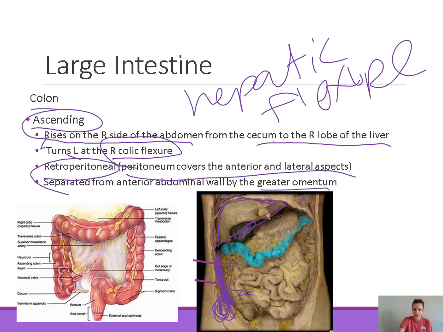The greater omentum, remember, is the omentum that extends down from the greater curvature of the stomach, right? And it comes down and it hangs like a bib over the top of this. And that kind of fatty layer will separate the ascending colon from the actual anterior abdominal wall where the muscles and fascia are. There is a short mesentery, like membrane, that extends from the ascending colon in about 1/4 of people. So it's not present in everyone, but it is relatively common to have a short mesentery that extends from the ascending colon.